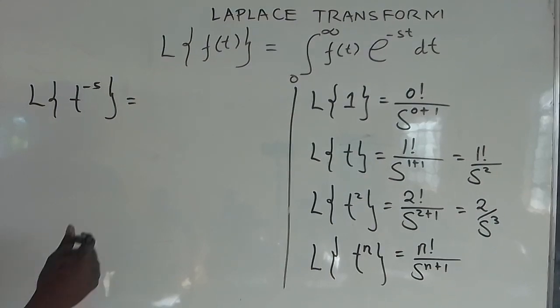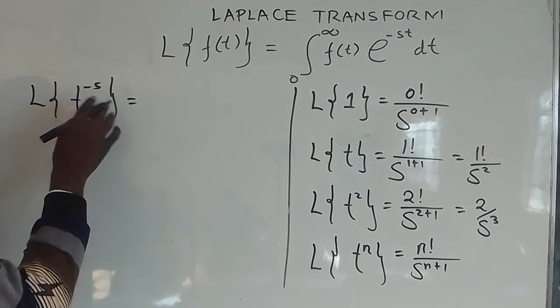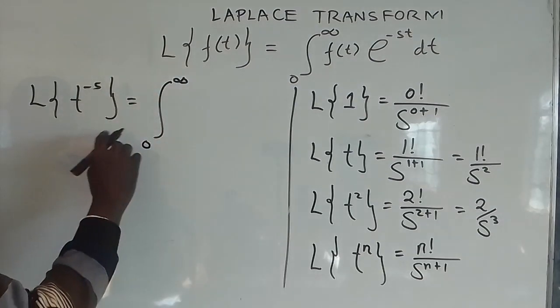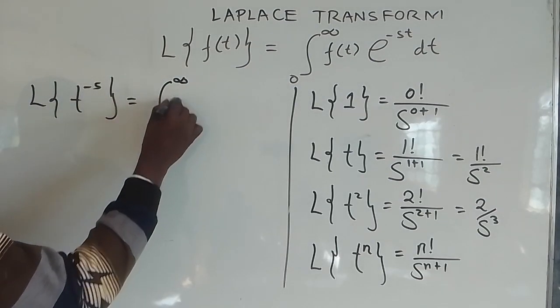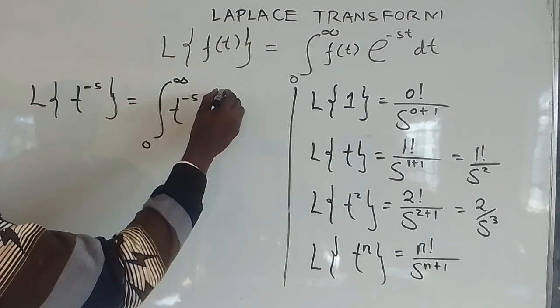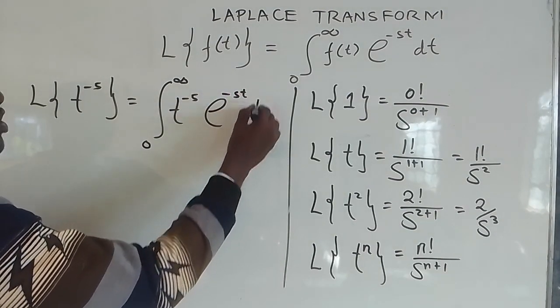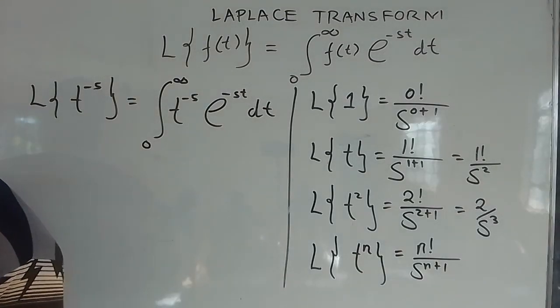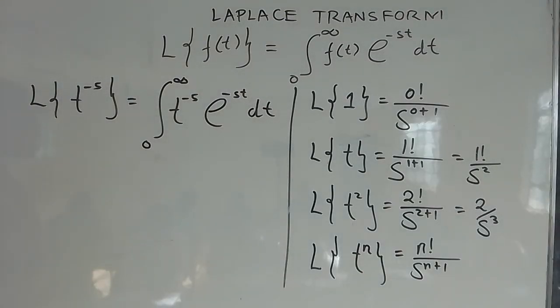So if you do it by definition, then you know the Laplace transform of this will be, you integrate from 0 to infinity, then our function f of t is t raised to negative 5, then e^(-st) dt. So you do it by parts until you are able to find the final transform of that given function, isn't it?